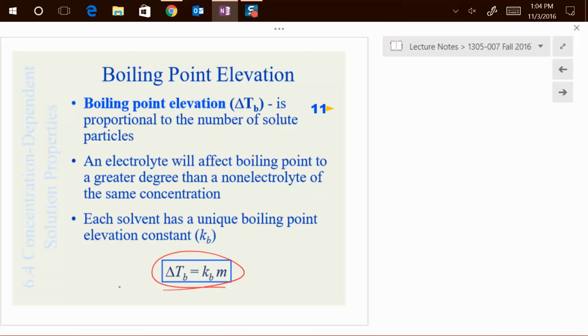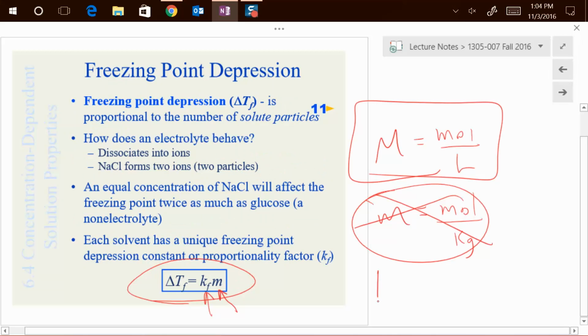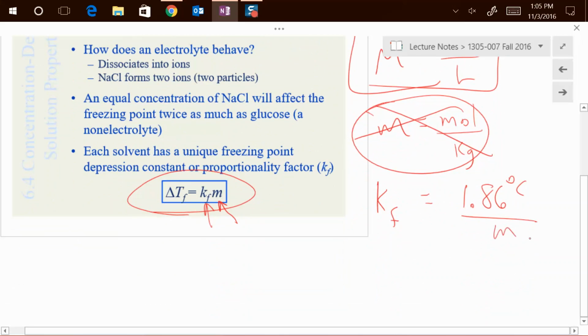Okay, so the Kf of water is equal to 1.86 degrees Celsius per molal. So every molality or every molarity change, so if it goes from 0 molar to 1 molar, will cause it to change by 1.86 degrees Celsius. If you go to 2 molar, it will double that, right? That's all this is saying.